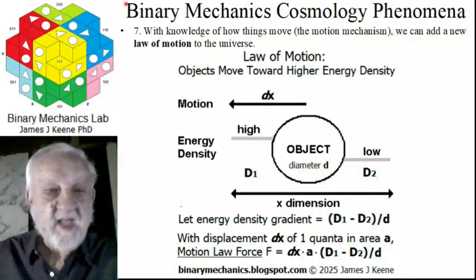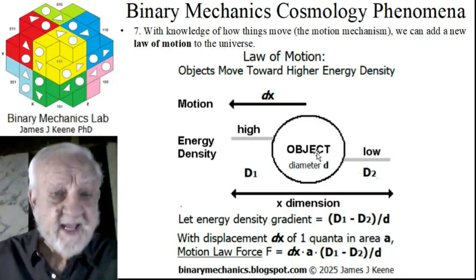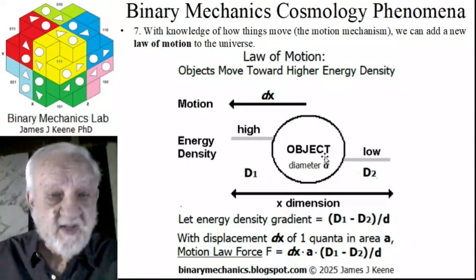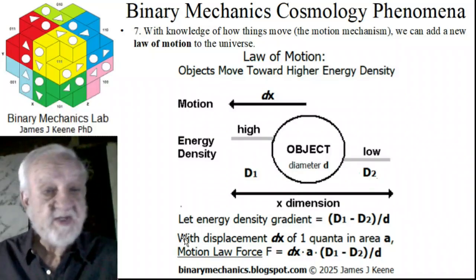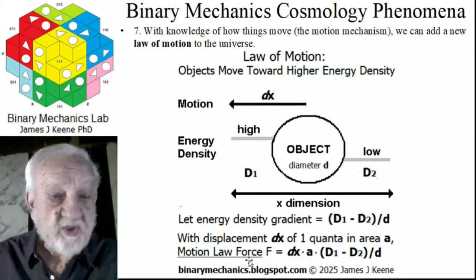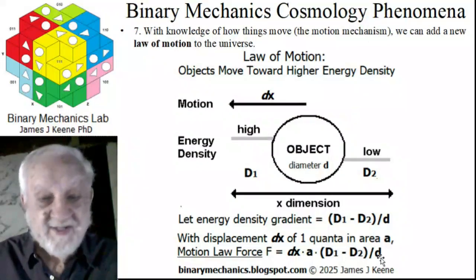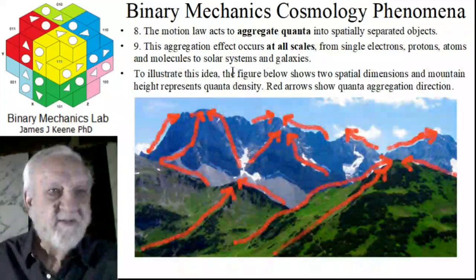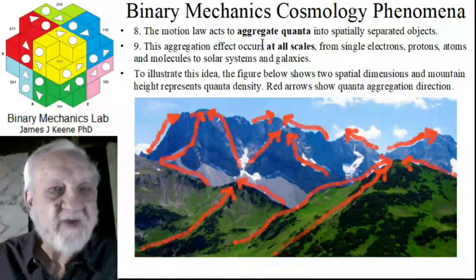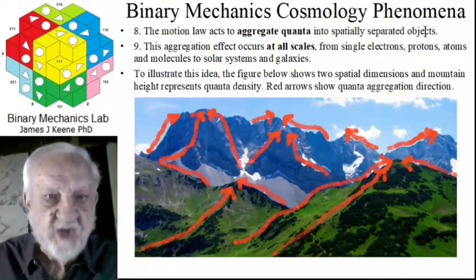This could be a single proton. This could be a whole planet or a whole galaxy, our object here. Thus, we can say with displacement dx of one quanta in area A, our motion law force is going to equal dx times A times our energy density gradient. 8. The motion law acts to aggregate quanta into spatially separated objects.